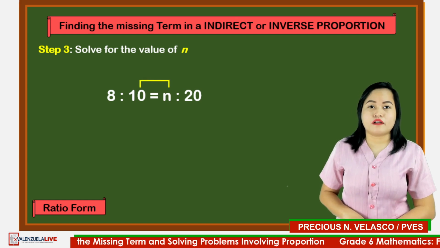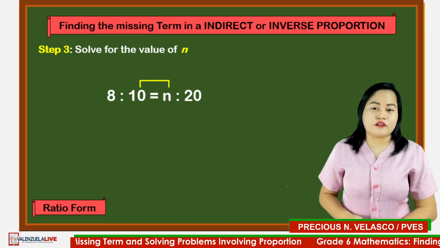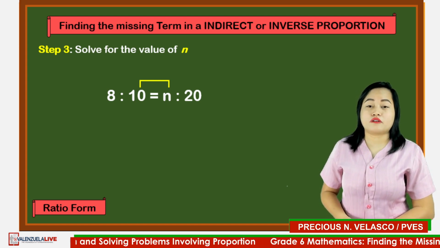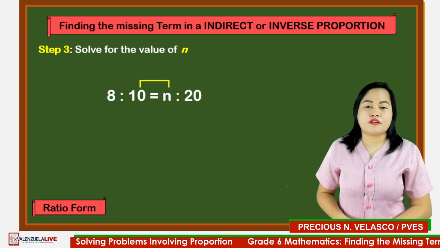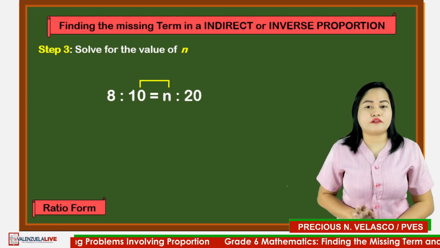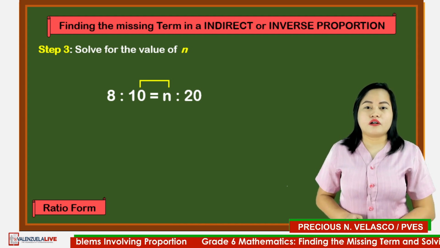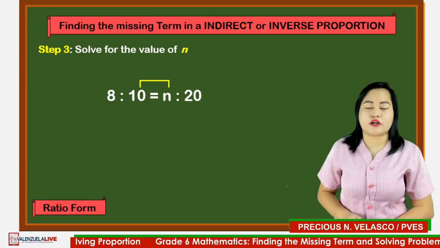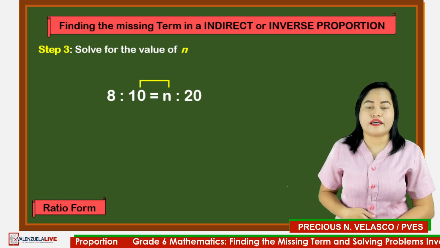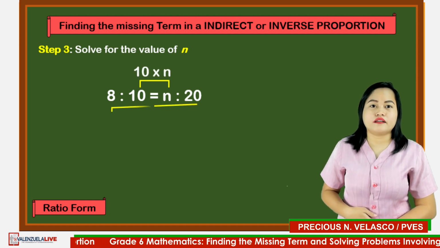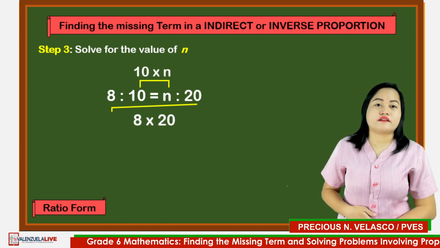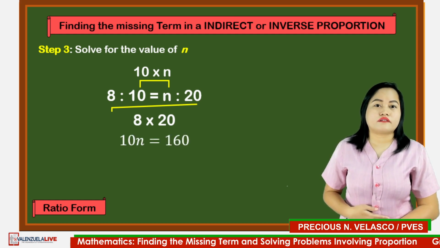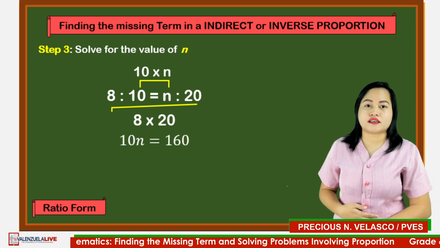For step 3, we are going to solve for the value of n, since in step 2 we already formed the proportion. So we have 8 is to 10 is equivalent to n is to 20. We are going to multiply the means and the extremes. We start with 10 and n, so we have 10 times n, and then 8 times 20. So 10n is equivalent to 160.